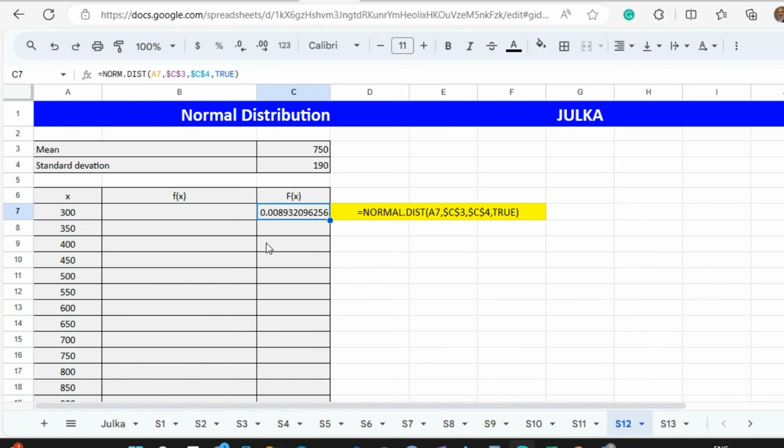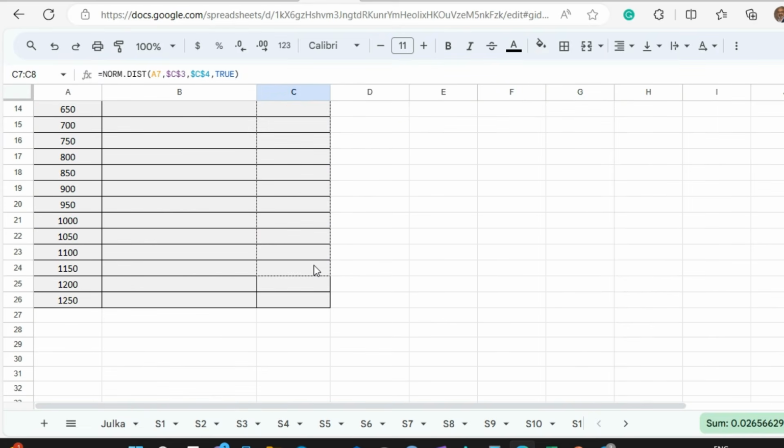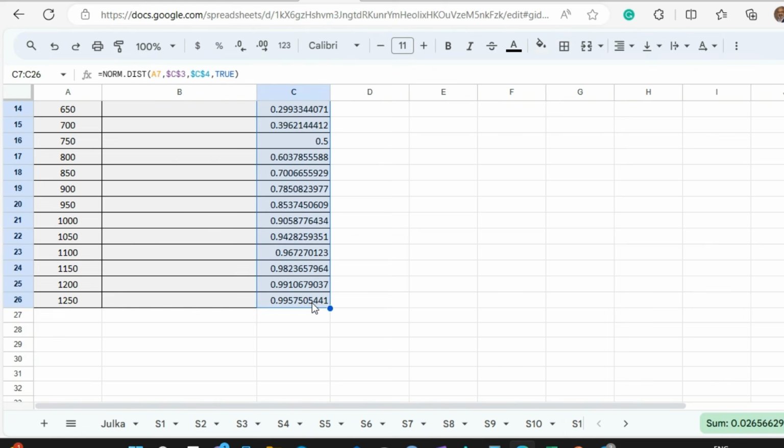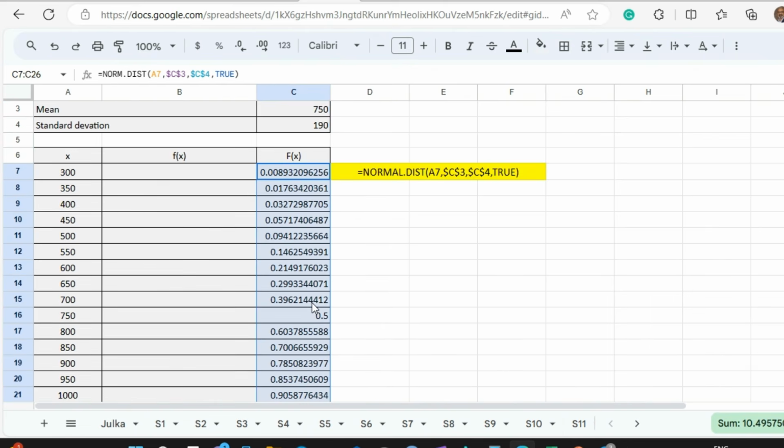Now we want to find out the probability of x less than equals to 350. So we'll just copy this and paste here. Similarly, if you want to find out the probability of x less than equal to 400, x less than equal to 450, we are just copying all and pasting up to 1250. So we have the probability of all.